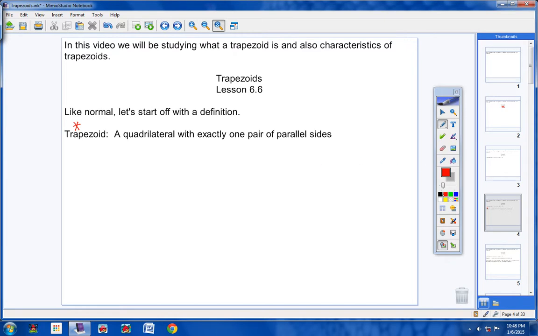While you guys are copying down that definition, I will give you some examples. This would be a trapezoid. This side here is parallel to this side here. This side here is not parallel to this side here. It has to be a quadrilateral. In other words, it has to have four sides. Here's another example of a quadrilateral. It could look like this.